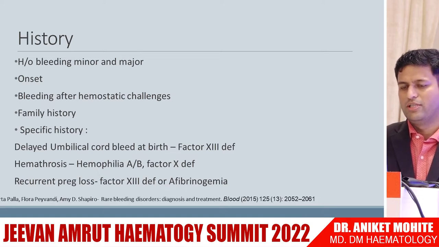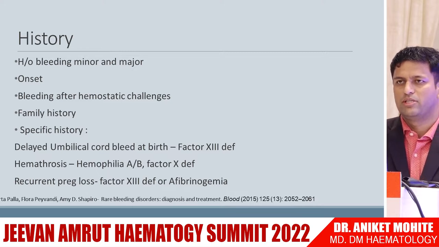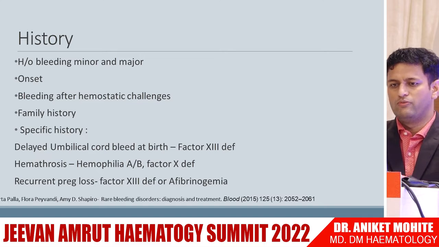One of the differentiating factors between hemophilia A and von Willebrand, which both can have low factor 8 levels, which we will come to in the next few slides, is that von Willebrand presents only with mucosal bleeds, whereas hemophilia can present with mucosal as well as joint bleeds. Recurrent pregnancy loss is seen in afibrinogenemia or in factor 13 deficiency. So some of these specific points, or specific history or direct questions, can guide us as to how we work them up further.